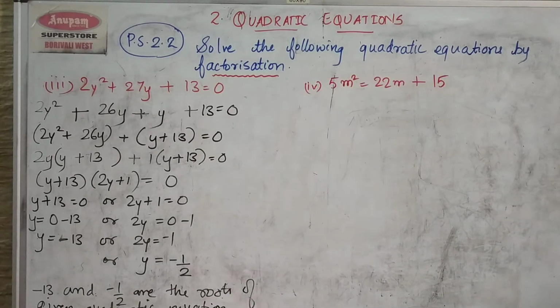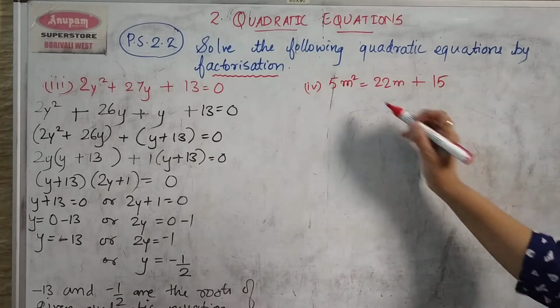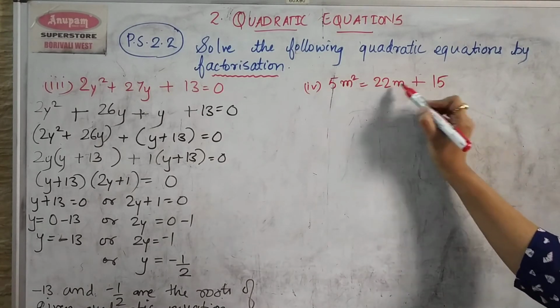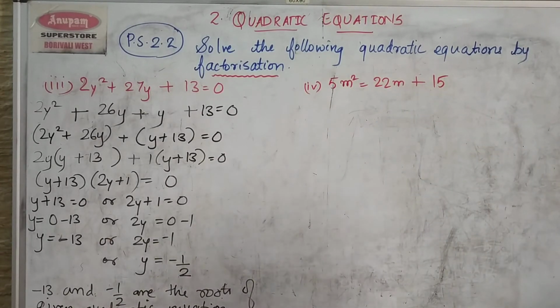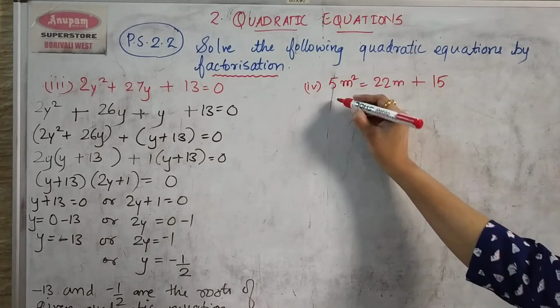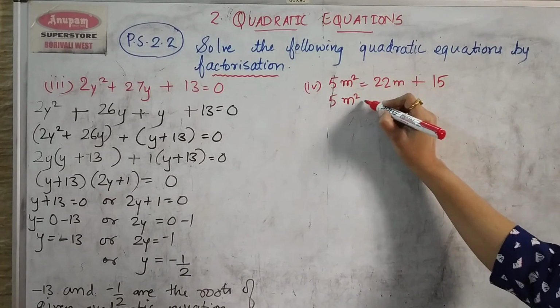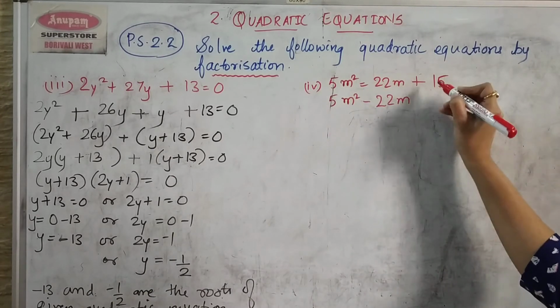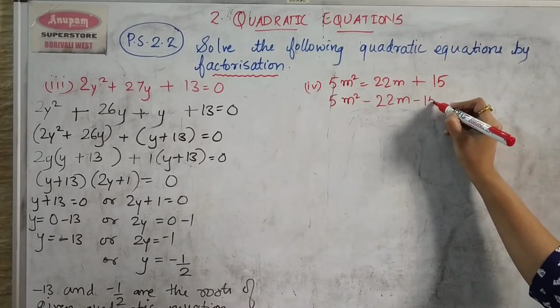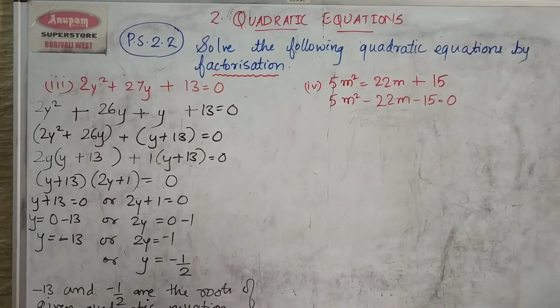Fourth sum. Here we have 5m square is equal to 22m plus 15. So first I'll rearrange the equation and write it in standard form. So 5m square, 22m will go there, it will become minus 22m, plus 15 will go there, it will become minus 15 is equal to 0.